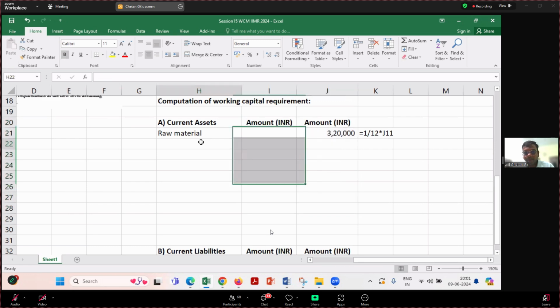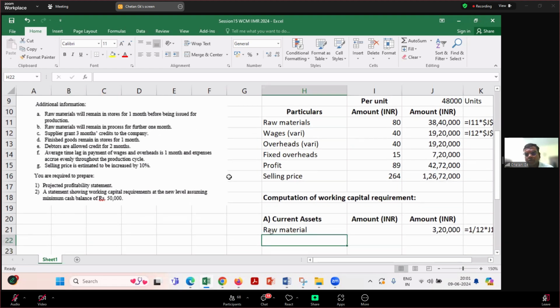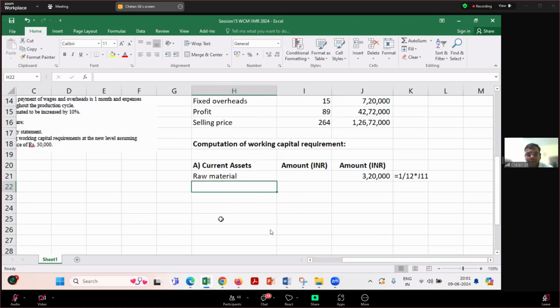Okay. Second, raw material will remain in the process for a further 1 month. Once it goes from the stores and is issued to production, work in progress will take place for 1 month. So I'll write it here, work in progress, and that is my heading. Work in progress, make it bold.